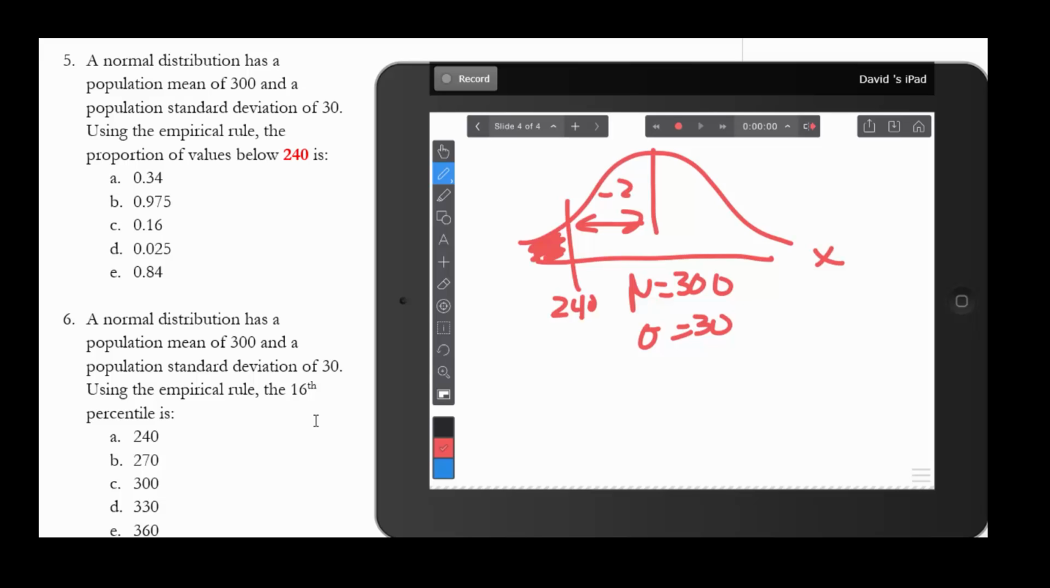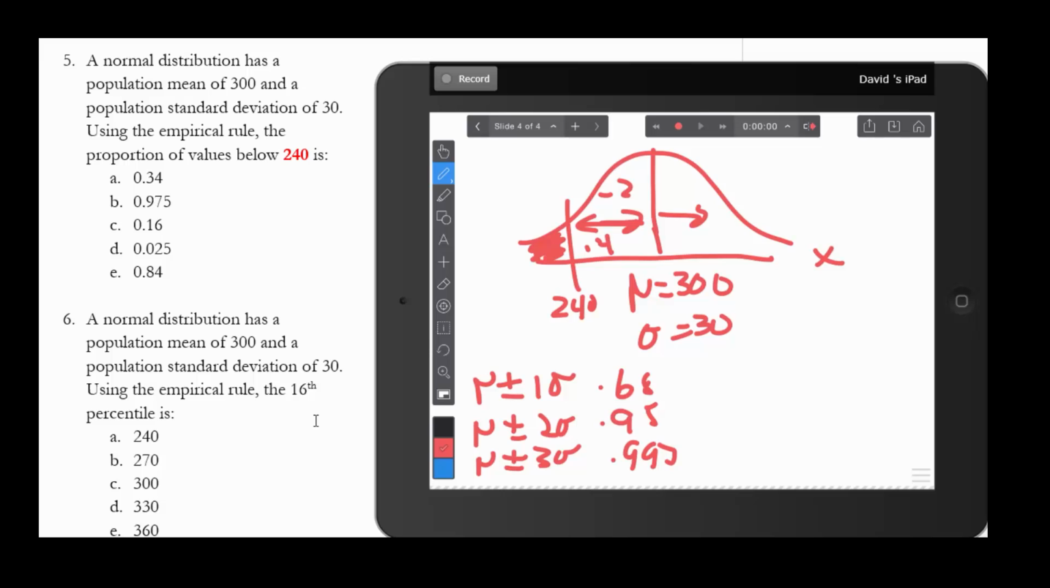Well, remember from the empirical rule, if you go the mean plus or minus 1 standard deviation, in a normal population, you will have 0.68 of the data. The mean plus or minus 2, you'll have 0.95. And the mean plus or minus 3 standard deviations is 0.997. Well, this is 2 standard deviations. Well, 0.95 would be if we went in both directions, but we've only gone in one. So the area right here that I have arrowed is 0.475, and that's just 0.95 divided by 2.